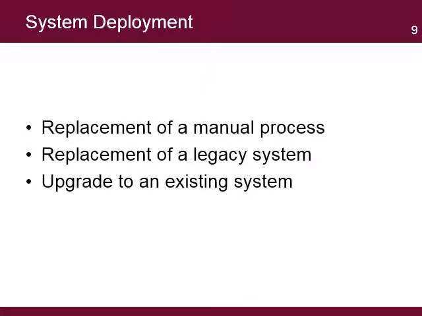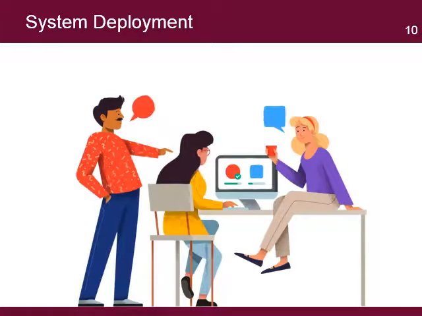The new system can fall into three categories: the replacement of a manual process, the replacement of a legacy system, or upgrade to an existing system. Regardless of the type of system, all aspects of the implementation phase should be followed. This will ensure the smoothest possible transition to the project's desired goal. More than half of the system development costs are attributed to the operations and maintenance of systems.